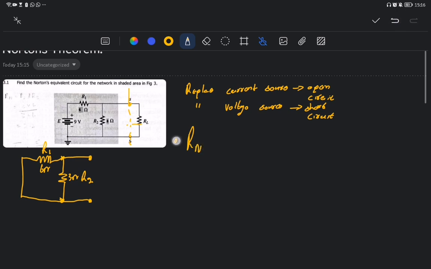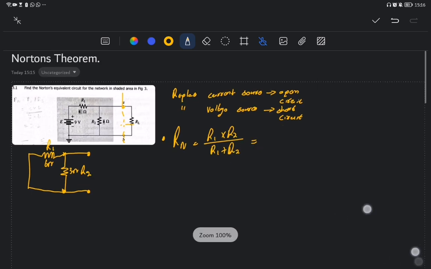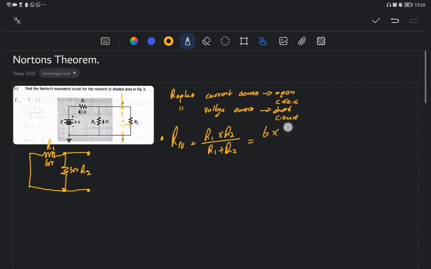our R Norton will be as follows, equal to R1 multiplied by R2 divided by R1 plus R2. What is R1? R1 is 6 multiplied by 3 divided by 6 plus 3. Let's see what that value gives us, guys. Let's make sure. Our value there is 2. So we're getting 2 ohms as our Norton's resistance. So R Norton is equal to 2 ohms.